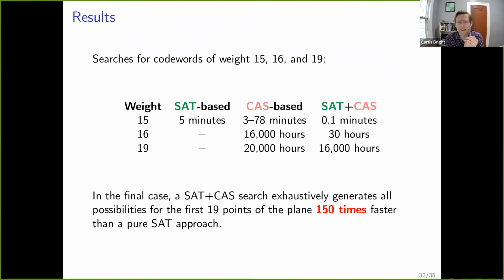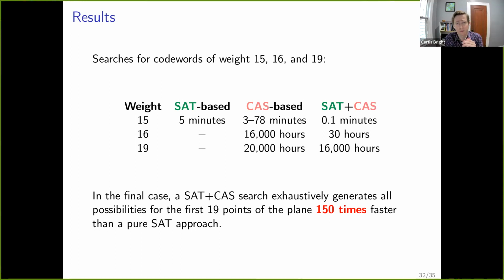All right, and so the numbers bear that out. So we solved each case in sequence, 15, 16, 19. 15 ran really quick. It's 5 minutes with the SAT solver without the symmetry breaking. It's like a couple seconds with the symmetry breaking though, so order of magnitude speedups there. There's many CAS approaches in the literature which we compared to. They ran within 3 minutes, some ran over an hour using different CASs.